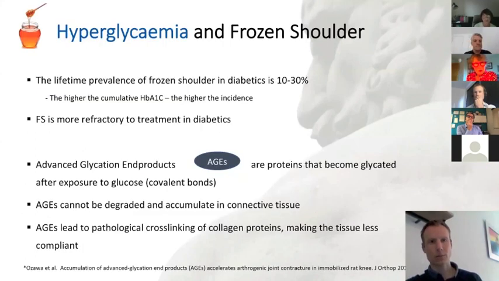The next thing I'd like to explain is the role of hyperglycemia in frozen shoulders. Because we all know that the lifetime prevalence of frozen shoulder is way higher in diabetics than in the normal population. And also, frozen shoulder is more refractory to treatment in diabetics. So how is this caused?